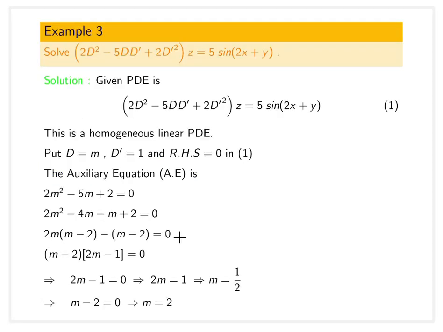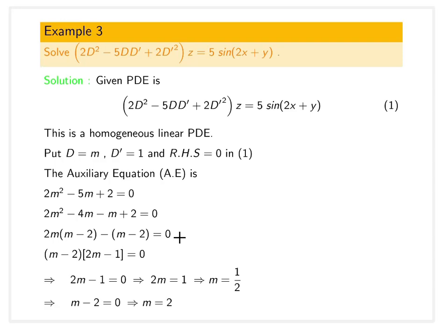Next problem. Solve 2D square minus 5DD dash plus 2D dash square z is equal to 5 times sine of 2x plus y. So the given partial differential equation is 2D square minus 5DD dash plus 2D dash square z is equal to 5 times sine of 2x plus y. So this is a homogeneous linear partial differential equation. So D is equal to m, D dash is equal to 1.